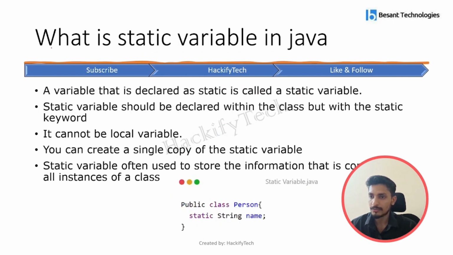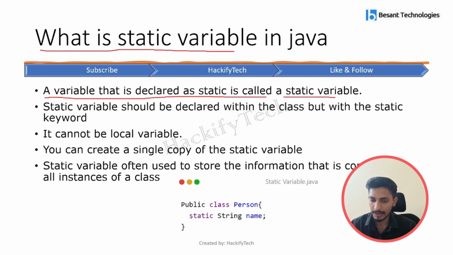The next question we have is, what are static variables in Java? A variable that is declared with the static keyword, we call it a static variable. You can see here a variable is declared with a static keyword. A static variable should be declared within a class, with the static keyword. It can't be a local variable, which means you can't declare a static variable inside a method.